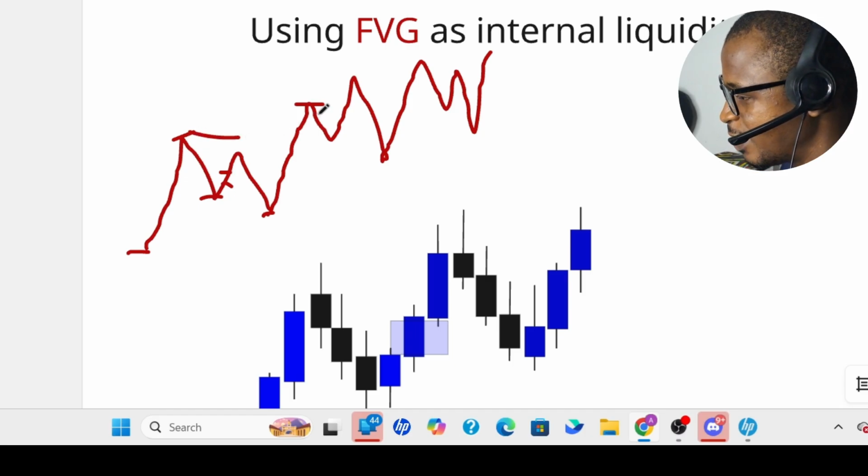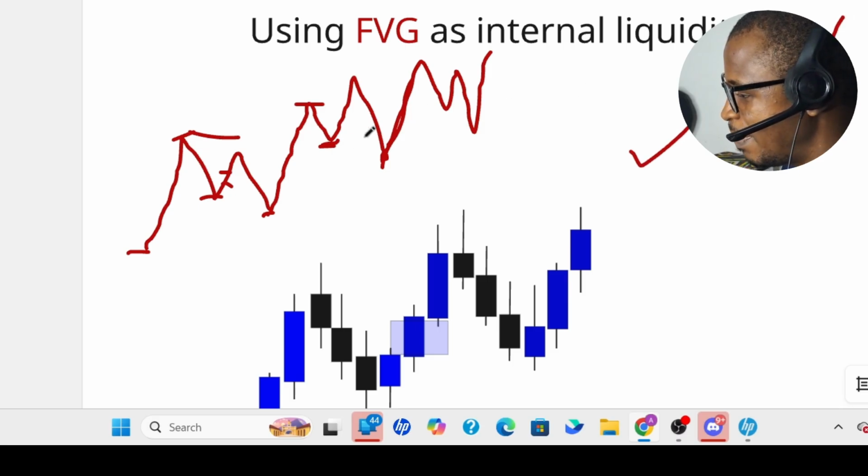This is how the market typically moves. It will just continue like that. See this particular internal liquidity again. It will go up, come down, and claim it before printing another fresh high towards the upside. This is how the market moves. It is not a simple higher high, higher low. No, it's not that simple.